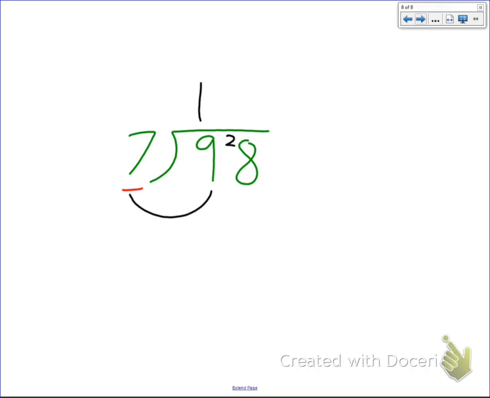What some of you are doing is you're not putting the little 2 there. Can you please make sure you put the 2 there? Okay. How many times does 7 go into 28? Well, we need to know our 7s times tables. So let's go out in our 7s times tables. 1 7 is 7. 2 7s are 14. 3 7s are 21. 4 7s are 28. So it goes into it 4 times.